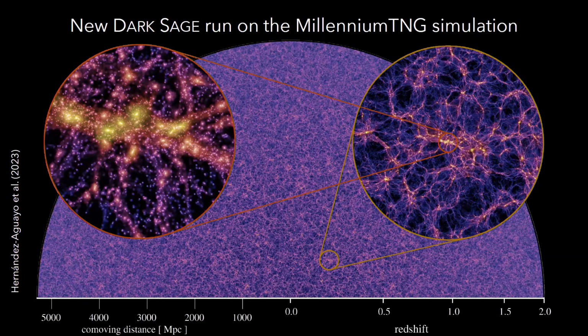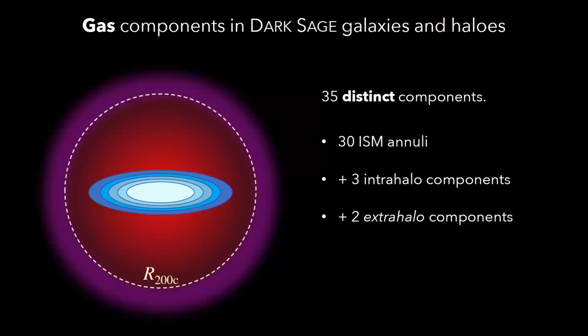Okay, so I won't tell you more of the specifications, I don't have time. Right, okay, so I mentioned DarkSage breaks things down into more detail. So there are 35 distinct gas components in a DarkSage galaxy or subhalo. There are 30 that describe the ISM. These are just annuli. They are fixed in terms of specific angular momentum. 30 is a little bit overkill, but I'd rather be overkill than underkill.